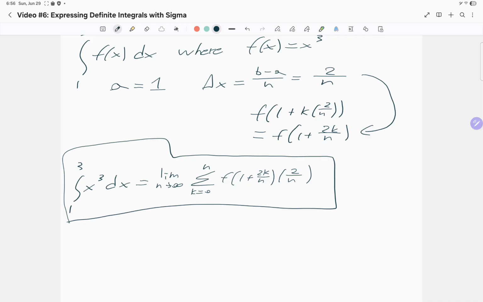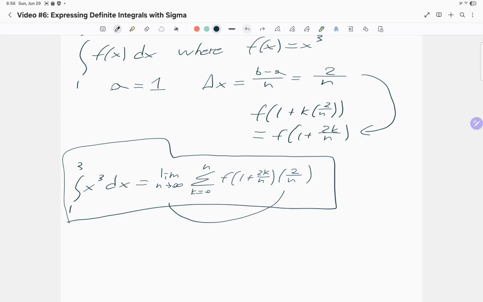But note as n is approaching infinity, our delta x's are going to become very, very small, approaching 0. So this term here, limit as n goes to infinity, 2 over n, that's symbolizing that our delta x's are approaching 0. So if we were to take that other approach and say limit as delta x approaches 0, you would achieve the same result, essentially.